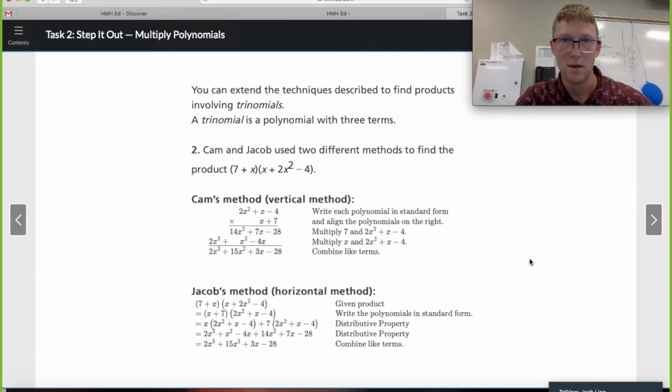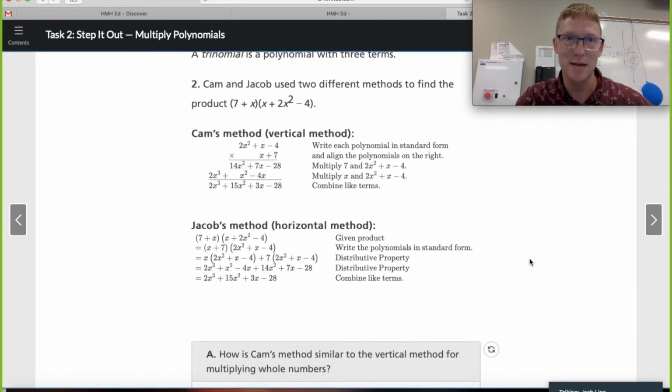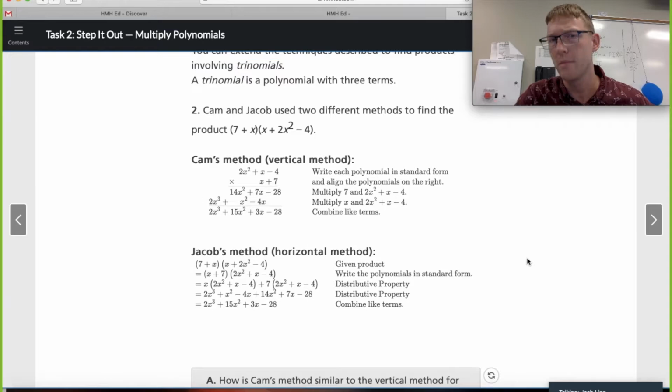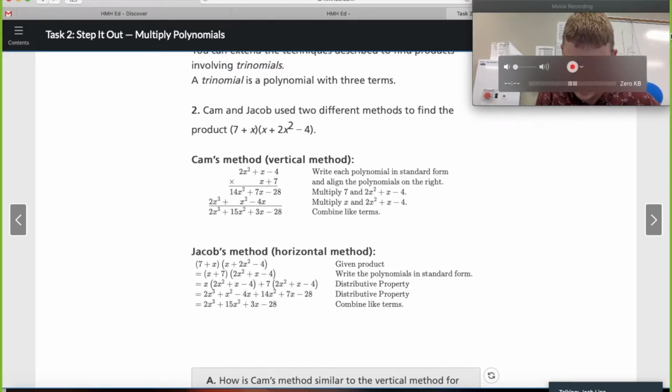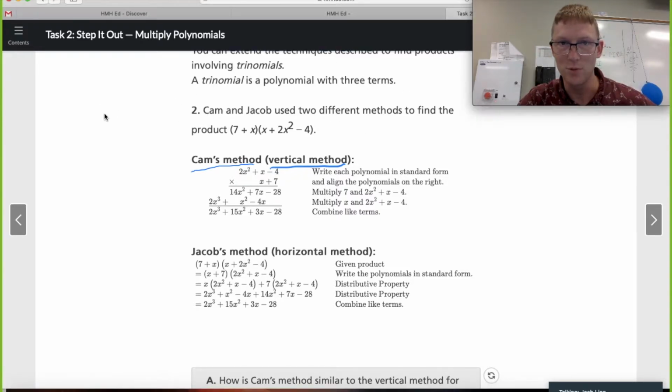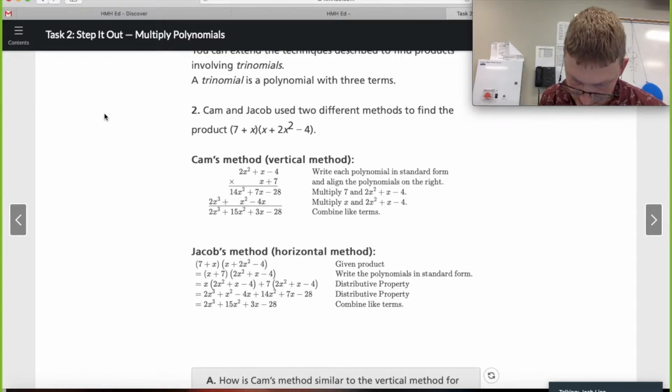So they've got two different techniques. They named them, I guess. There's Cam's method, which is also the vertical method. I would rather you remember the vertical method as opposed to Cam's method. I mean, who's Cam anyway? So the vertical method is you, again, line up your polynomials.